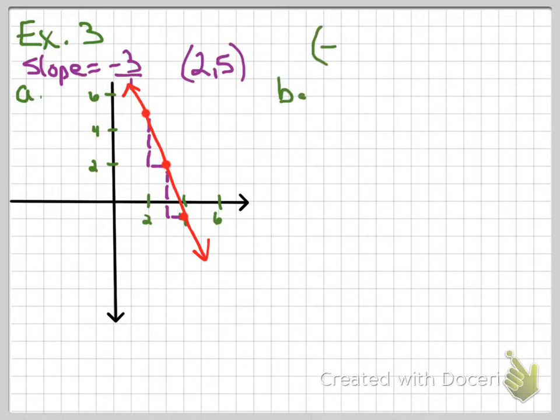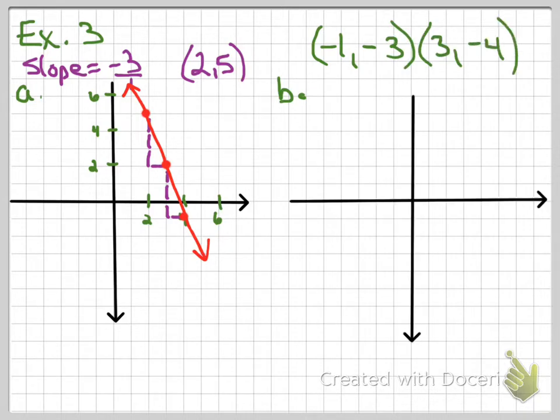Okay, now on to B. So now I have the points (-1, -3) and (3, -4). Go ahead and set up your graphs, and if you happen to get done before I start going over it, try to graph this line and tell me what the slope is. The instructions will say, draw a graph of the line that passes through these 2 points, and then tell me the slope of the line. Okay, so let's get started on that.